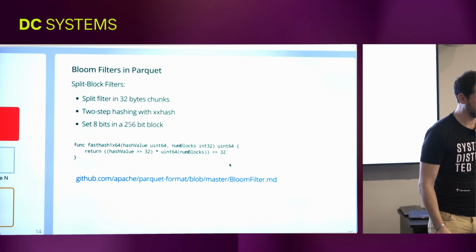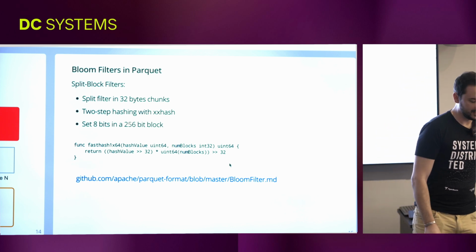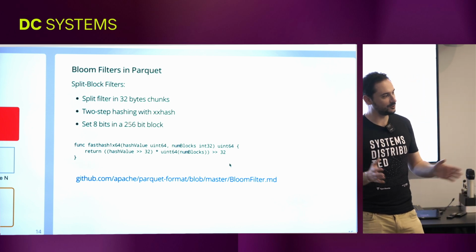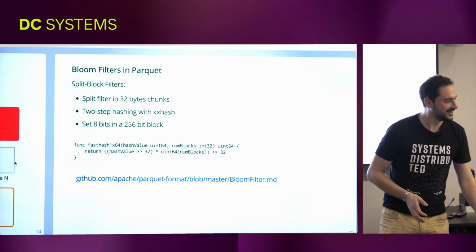Question? Dumb question. Why 32-byte jump instead of 64? Because I thought cache was. So I don't know why, but it's very convenient.